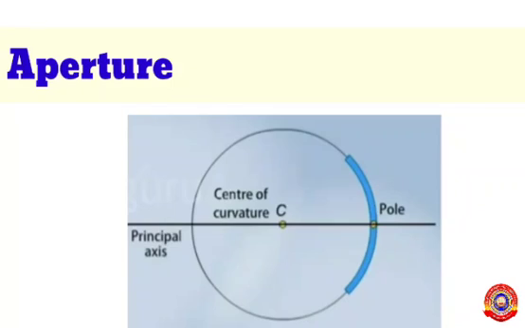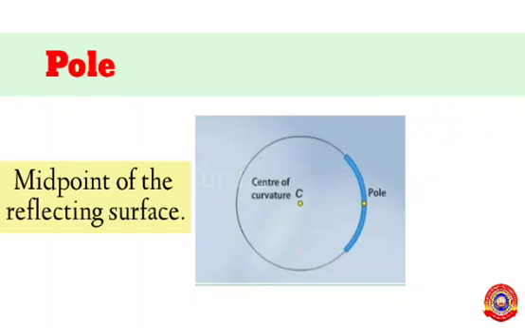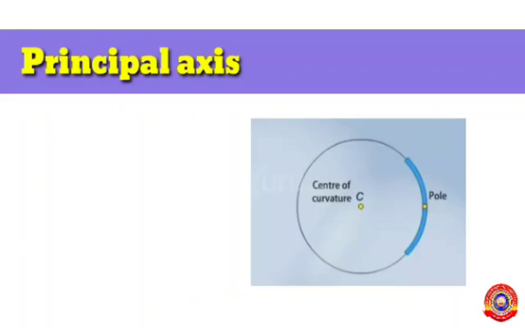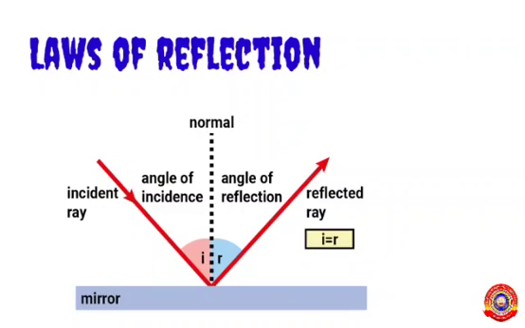Next one, aperture. The aperture of a mirror is the reflecting surface of the mirror. Then, pole. The pole of a mirror is the midpoint of the reflecting surface of the mirror. It is represented as P. And the last one, principal axis. The principal axis of a mirror is the straight line connecting the pole of the mirror and the center of curvature of the mirror.